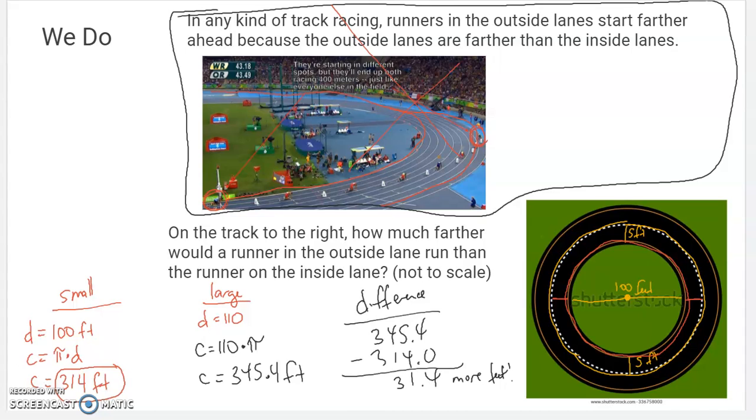Pretty surprising. That's a pretty big difference, you know, in a race where everybody's pretty fast, like in the Olympics or something. That's a big advantage. So that's why they let the person in the longer lane start farther ahead, so that they're equal.